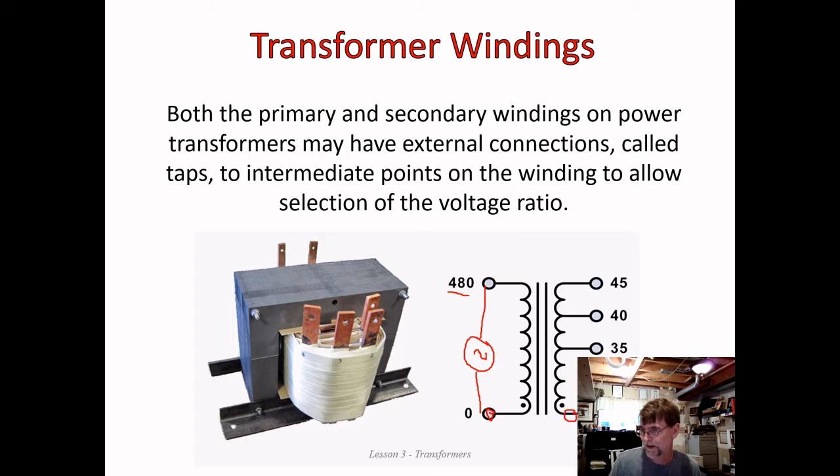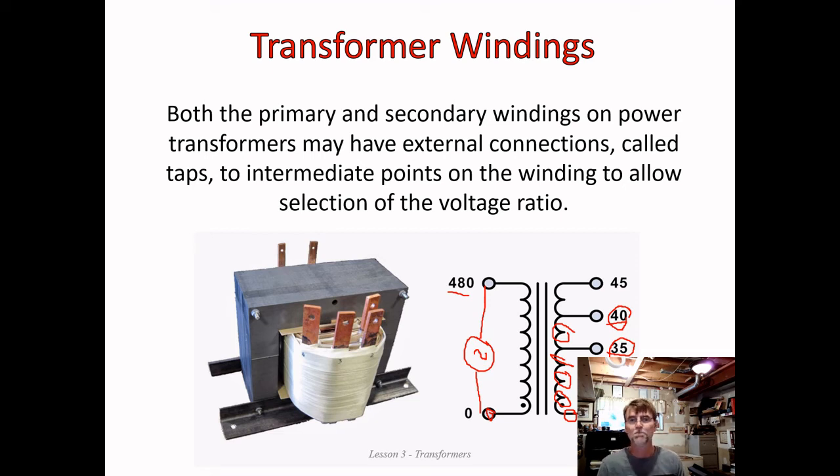So if we connect the secondary circuit to the zero tap and to the 35 volt tap, then that is our output, 35 volts. If, on the other hand, we connect up here instead, then our secondary output voltage is going to be 40 volts. I told you that these all represent turns of the coil, and more turns in the coil means more voltage. So by adding more turns, we end up with more voltage output.